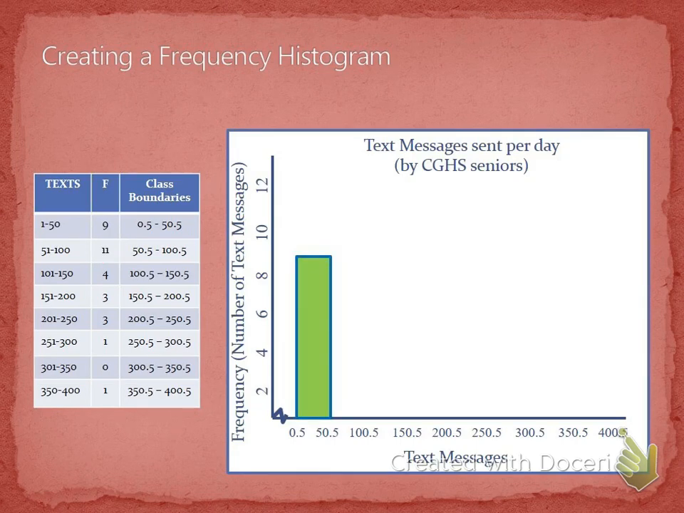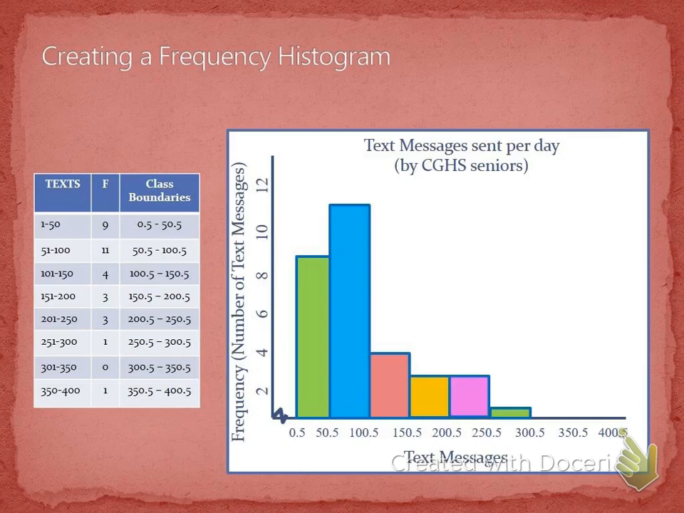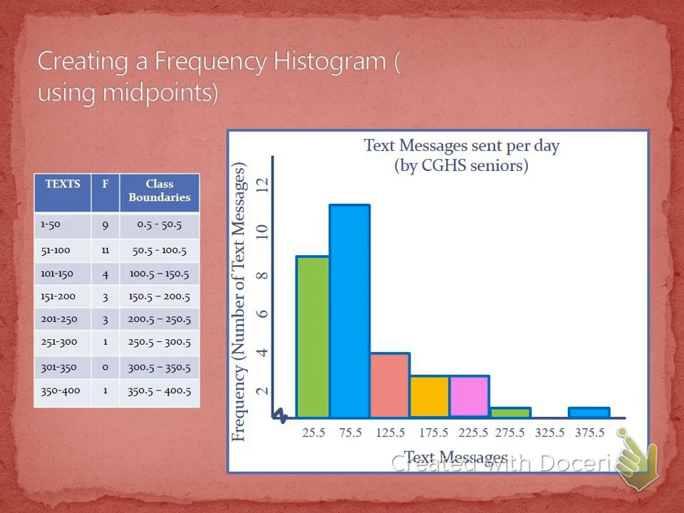And then we start placing our bars. So 9 people send between 1 and 50 text messages. So 9 people are going to fall in this first class, right? And then in the next one, 11 people fall in the next interval. And so while 11 people fall in the interval of 51 to 100, we're going to place it in the bar that represents 50.5 to 100.5 just so our bars can be together, and so on and so forth, right? So there's 4 people in the next one, 3, and then 3, and then 1, and then there is 0, so there is going to be a gap, but that gap represents 0 people sending text messages in that interval. Okay, and there you go. There's your histogram.